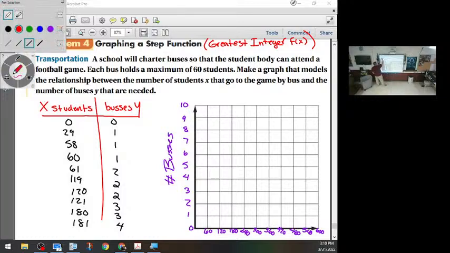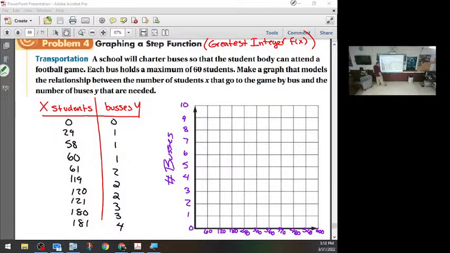A step function will say, anytime I'm from 0 to 60 students, at 0 students, I have 0 buses. All the way until I hit 60, I have, oh, wait a second. As soon as I had a student, I had 1 bus. So that part doesn't need to be there. At 0, there is nothing. That's why there's an open circle.